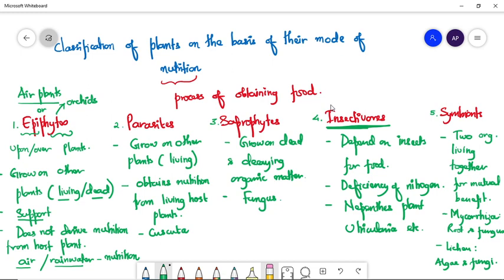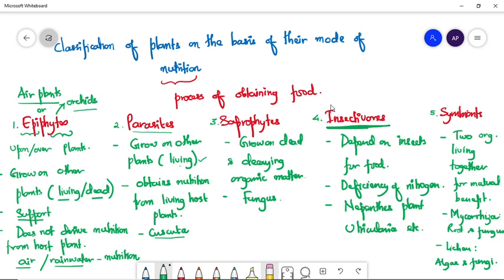Now let's discuss parasites. Parasites are plants that also grow on other plants, but that plant should always be living, because the parasites depend on the living host plant to obtain nutrition. One of the most common examples of parasites is cuscuta. And for epiphytes, the most common examples are orchids.